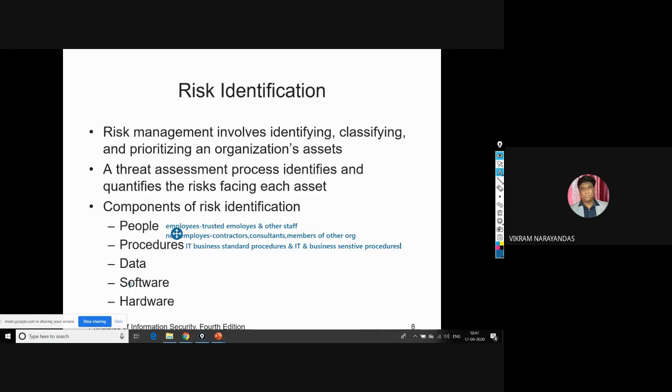Next, data. Anyone in the chat box? Sleeping, all of you? Data is a component: information in all states, like transmission, processing, what you do with the data, and storage also.